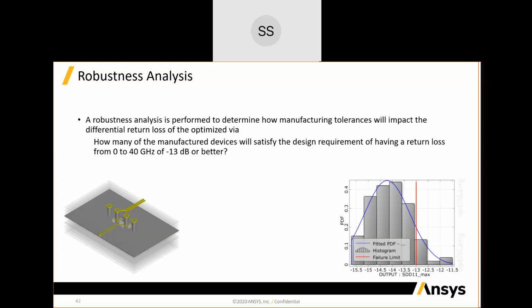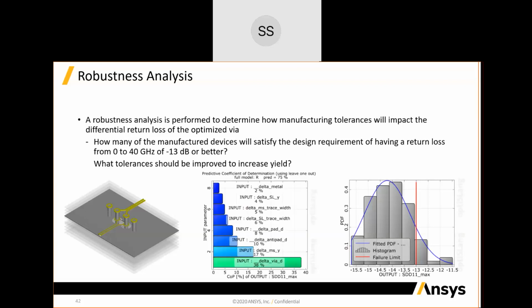So we want to see how a virtual manufactured family of devices actually performs, and will they all meet our design requirement of having a differential return loss of minus 13 dB or better. If we have some problems with the yield, this robustness analysis will also show us what manufacturing tolerances we have to improve to increase that yield.